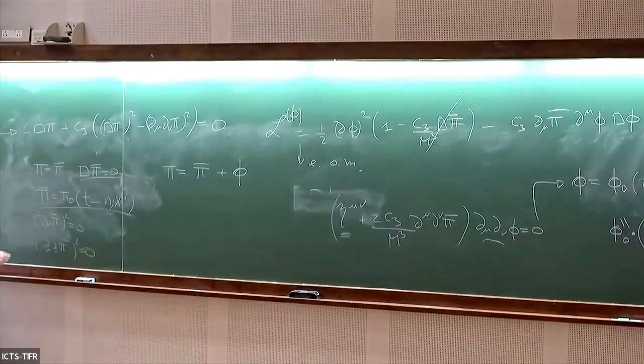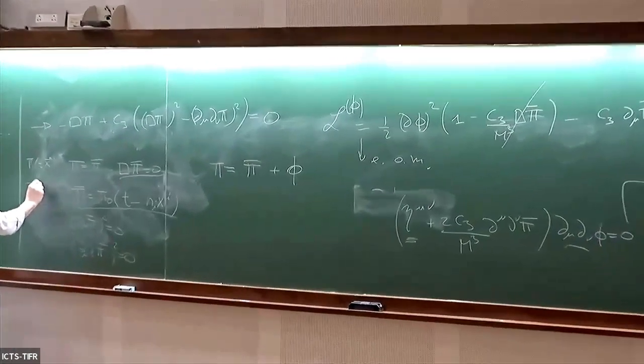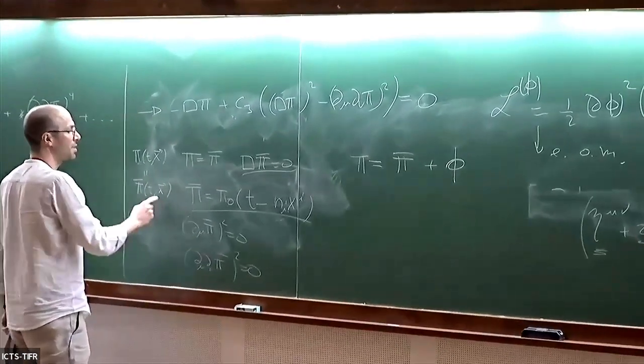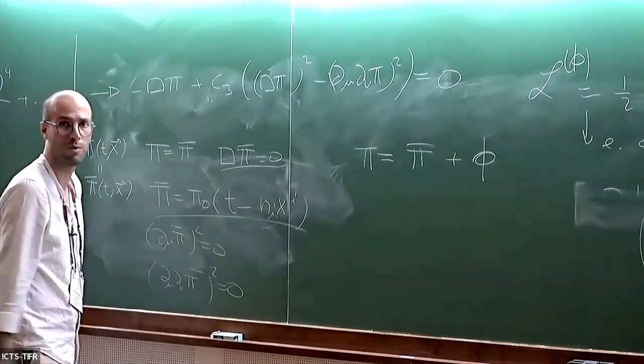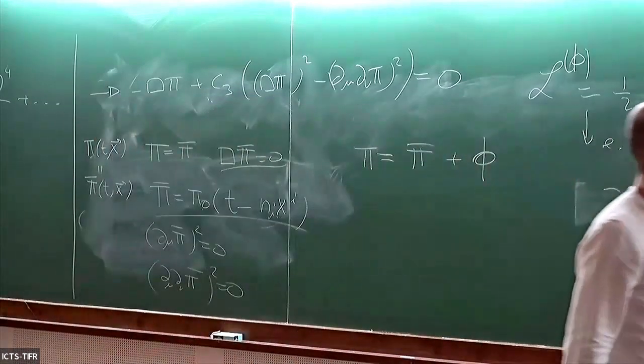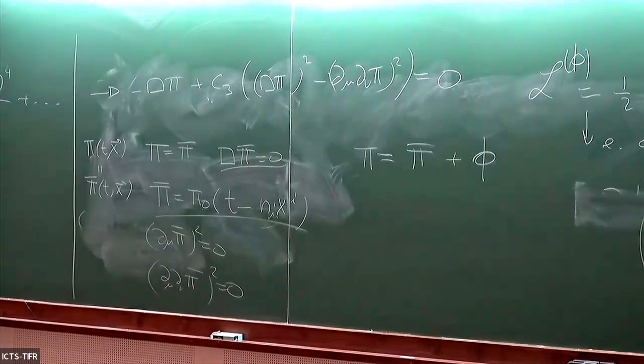So, yeah, maybe it's a bit misleading. Pi is a function of t and x. I found a solution, I call it pi background of t and x, and that itself is a function of a single variable, pi 0 of this single variable. So you can always find a background, whatever the sign of C3, from which the light cone broadens. So you can propagate outside the light cone.